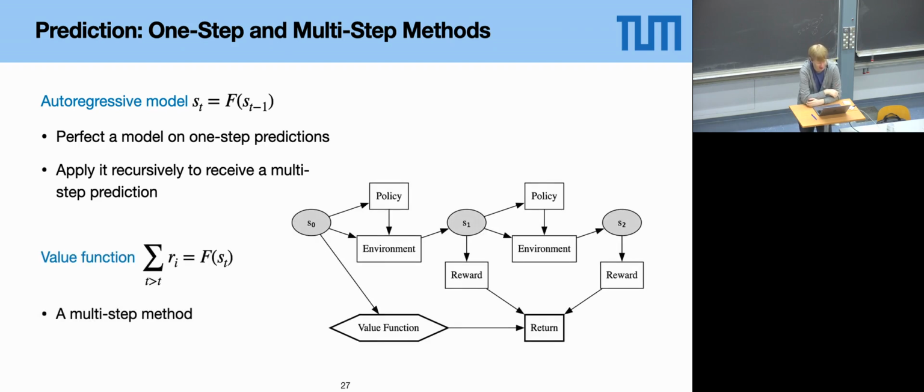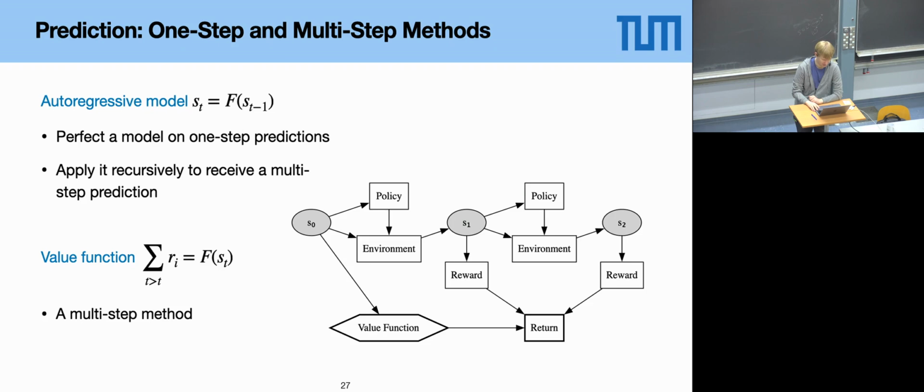In contrast to that, we have value functions, which are sort of a computational shortcut. You have only one call of this model, and you directly get as an output the sum of all future rewards, so a multi-step prediction. So in that sense, this is like a true multi-step method.